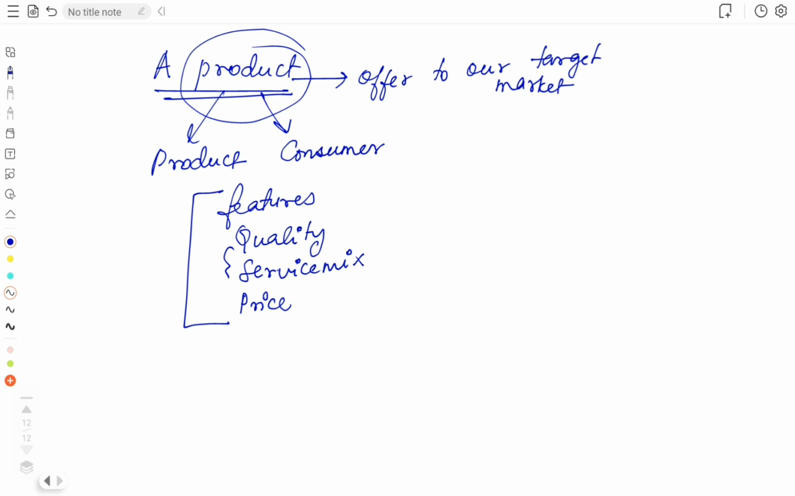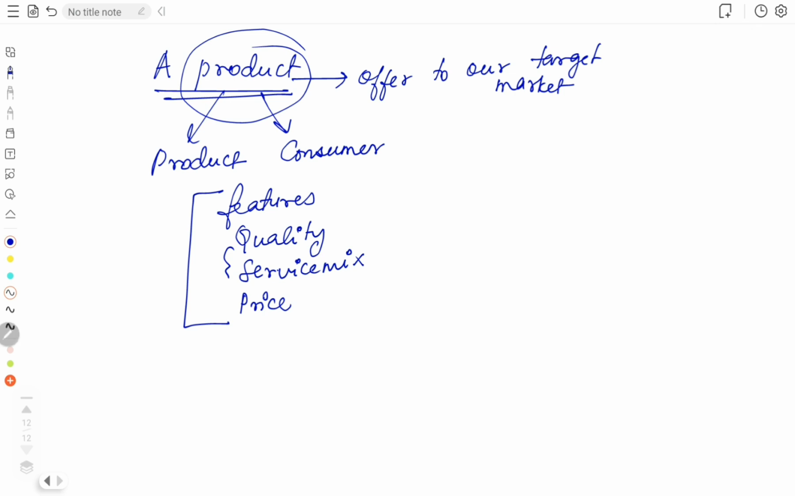So this is what actually goes into taking product decisions, right? Understanding the features of the product, seeing whether the quality and the service mix are apt for us, as well as whether the price is affordable. Based on all these things, decisions regarding acquiring or selling, or anything related to a product, will be taken.